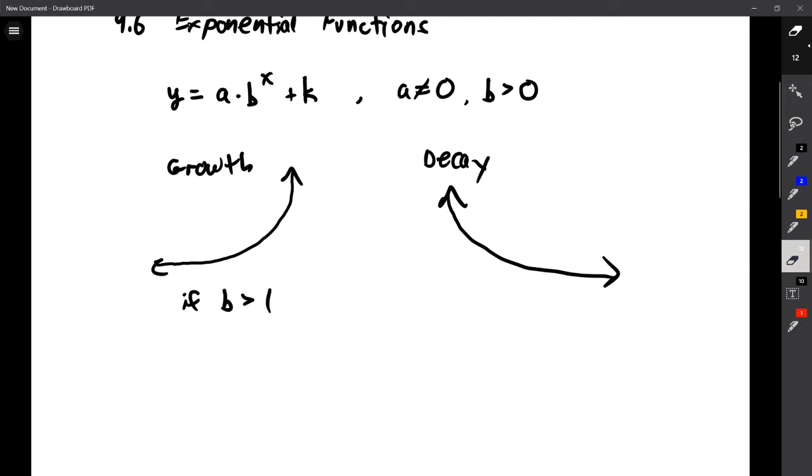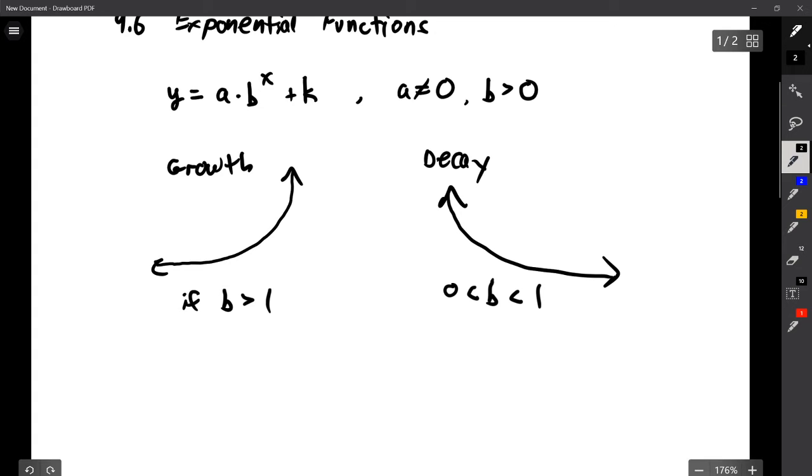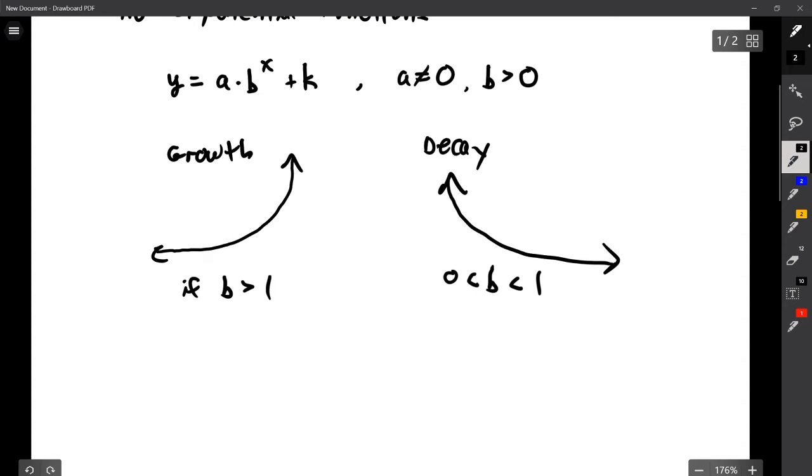Okay? And then we already said that B cannot be negative. B has to be greater than 0. So decay here happens when 0 is less than B is less than 1. Or in other words, if what you're dealing with is something between 0 and 1, so like 0.1, 0.2, 0.3, 1/2, 7/8, 1/5, any fraction or decimal that is between 0 and 1 will give you exponential decay. All right? So that still leaves the question of what does the A do and what does the K do?